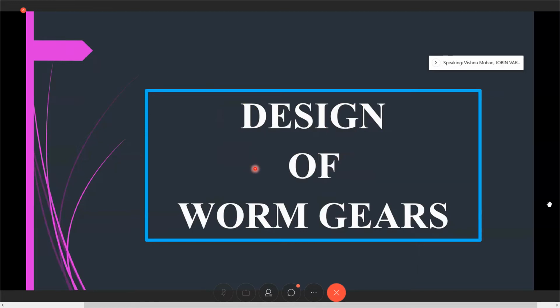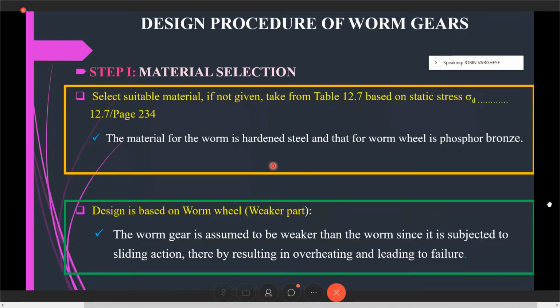Yeah, this session requires much more time to explain, so I've just gone through the theory in a faster way. In the design of worm gears, there are almost 8 to 9 steps we have to complete, when compared to helical and bevel gears.